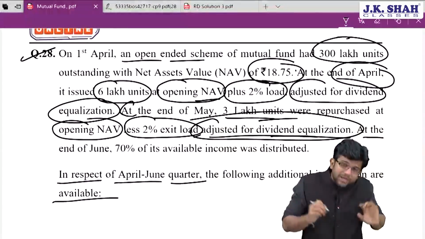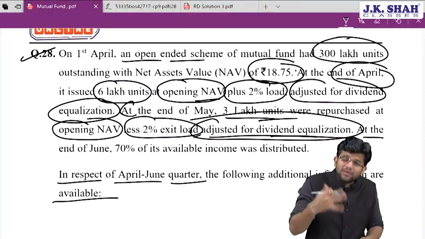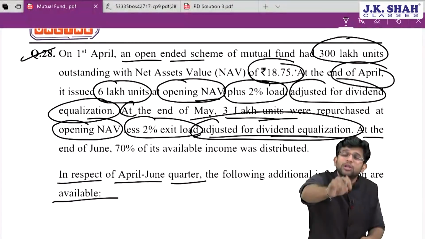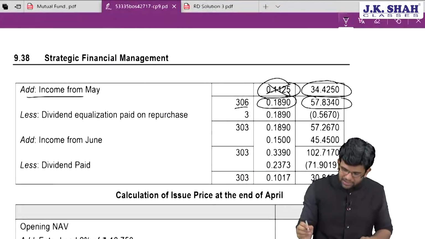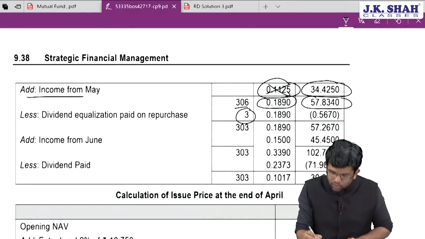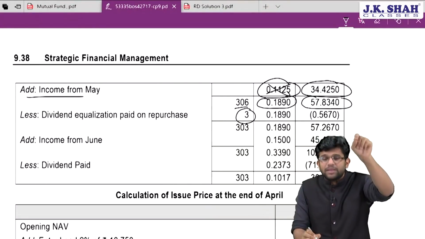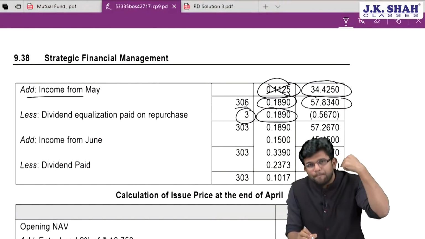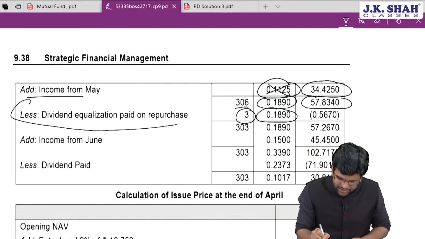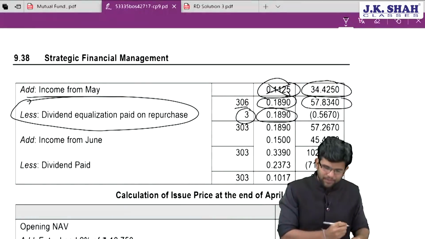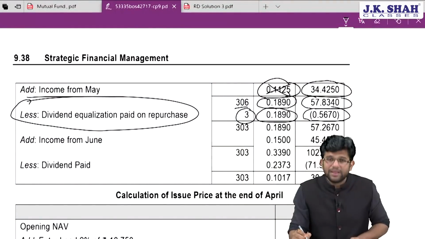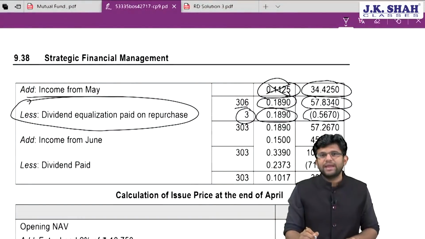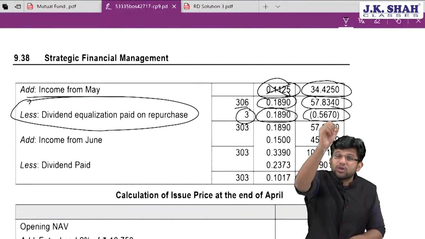Everybody following? Which means when 3 lakh units are repurchased, when we give them back their money, we will give them back not only their NAVs adjusted for the load, but also the dividend equalization, correct? Which means when these 3 lakh units are repurchased, we will be giving them their share of 0.1890 rupees per unit back, which is why we say less dividend equalization paid on repurchase. This much amount, students, my income will now reduce. Everybody clear?